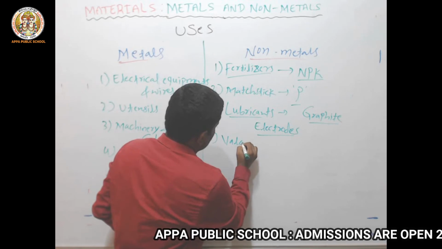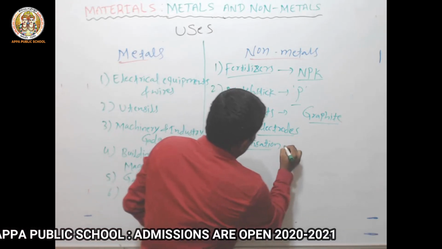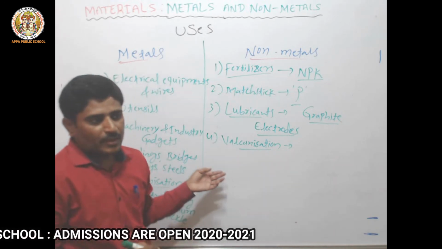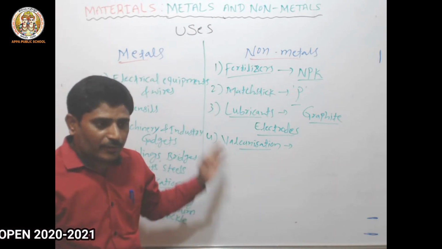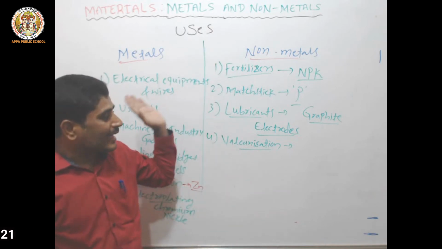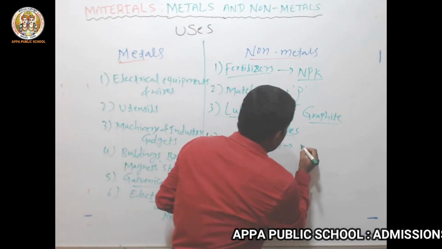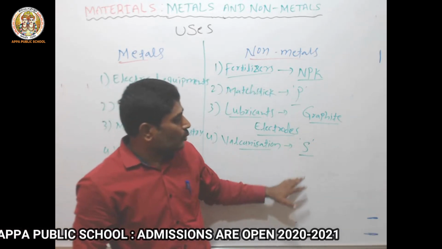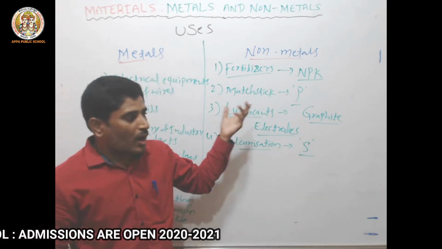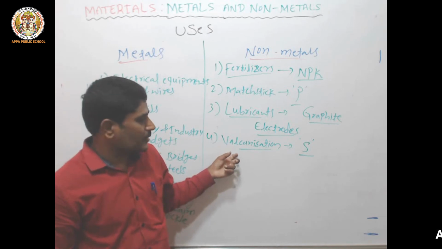Vulcanization. Vulcanization process. What is the vulcanization process? It is a process in which natural rubber is hardened by using sulfur. Sulfur is a non-metal. We are going to use this sulfur to harden the natural rubber. The process is called vulcanization.